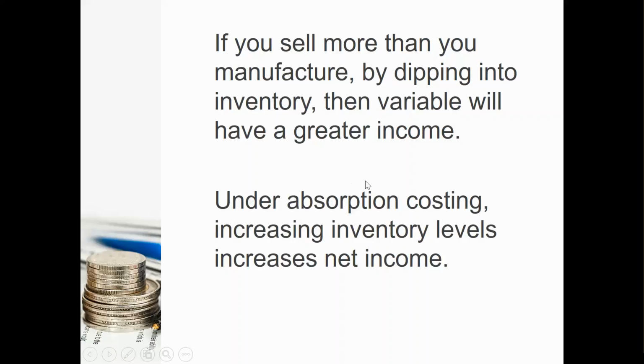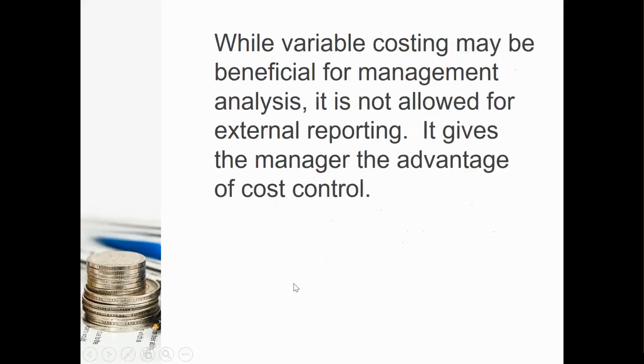But if you sell more than you manufacture by dipping into your past inventory, in that case, the variable would have a greater income than the absorption. So under absorption costing, increasing inventory levels will increase your net income. And again, that's because when you increase inventory levels, you decrease that fixed cost per unit.